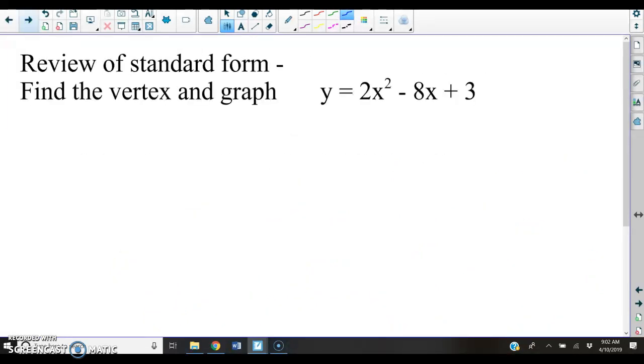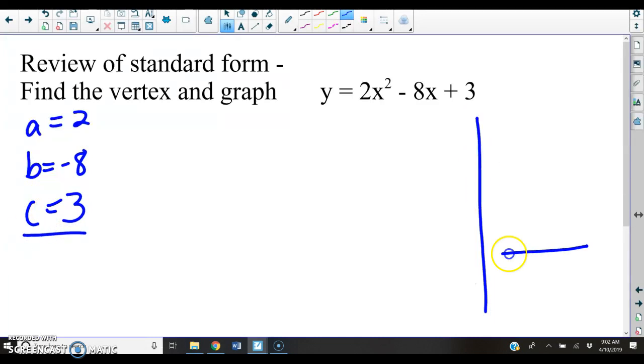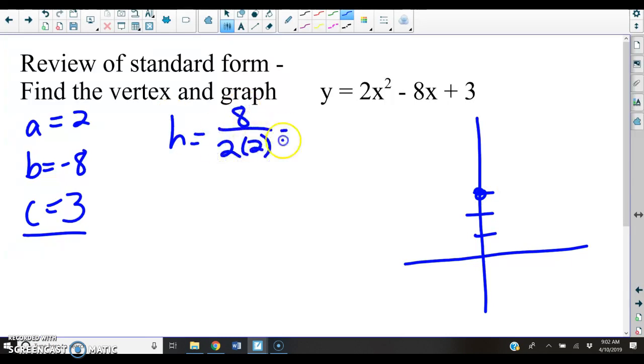All right, so let's review this. All right, so here's my equation, y equals 2x squared minus 8x plus 3. So my a is 2, my b is negative 8, and my c is 3. And remember, your c is also your y-intercept, excuse me. So it is going to go through at 3. I'm going to find my h by doing the opposite of b over 2a. So my axis of symmetry is at 2.